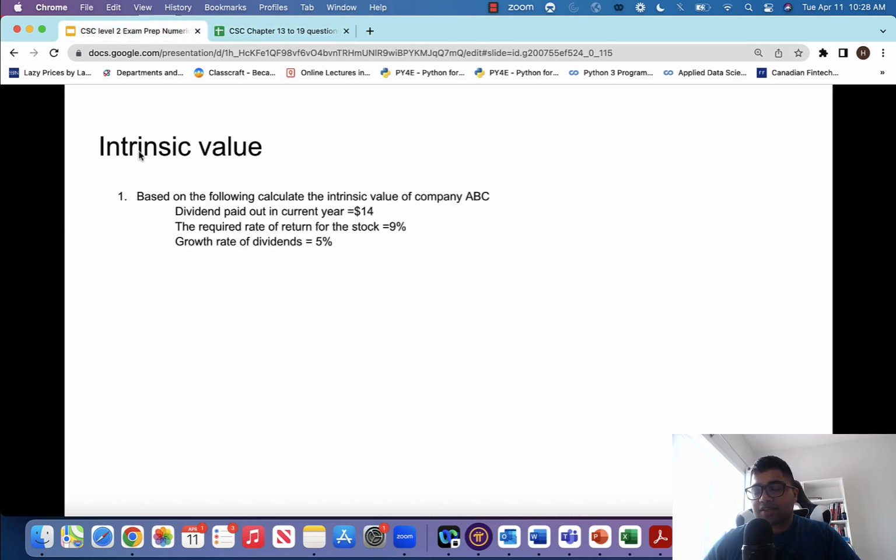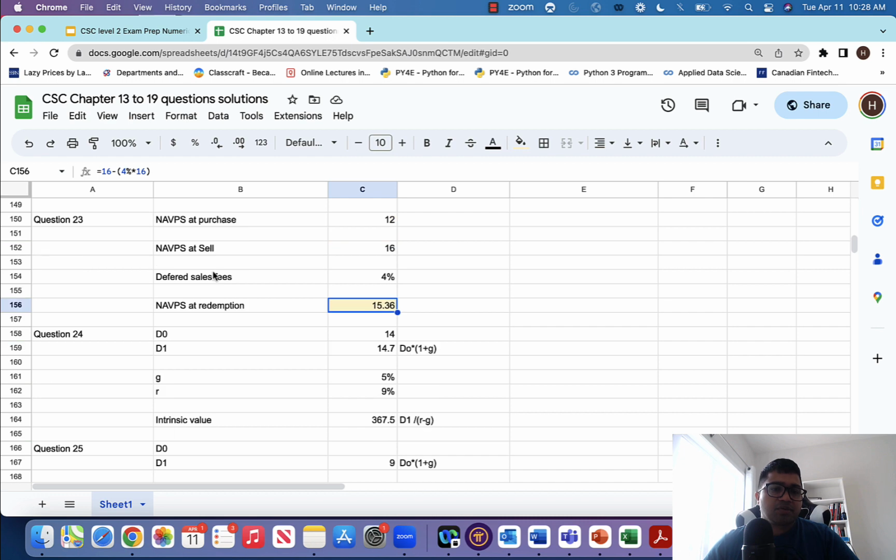Next, the next question is about the intrinsic value of a stock. Based on the following, calculate the intrinsic value of company ABC stock. The dividend paid out in the current year is $14. The required rate of return on the stock is 9% and the growth rate of dividend is 5%. So this is based on the dividend discount model. So how do we solve such problems?